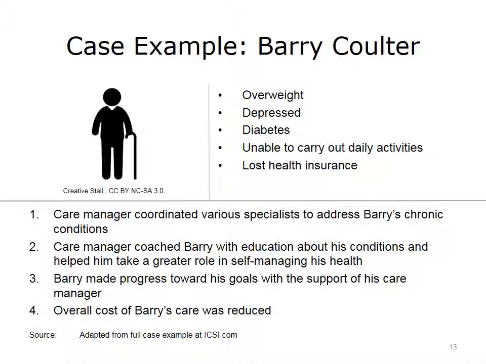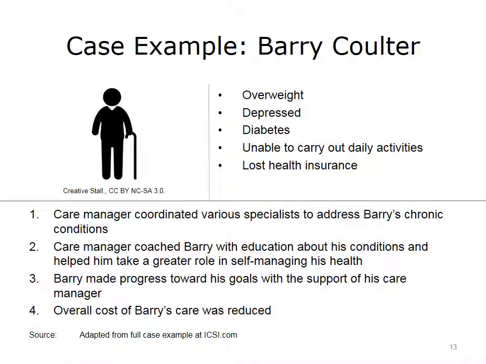Through the process, Barry was better able to control his eating and exercise habits, establish better sleeping routines, and take his insulin regularly. These changes allowed him to feel more in control of his life and improve his self-management of his diabetes. He was able to become more active, thus improving his depression. He was able to stay on his medications more consistently and to regain his health insurance. Having his insurance back meant he didn't have to struggle with not having coverage for his medication.